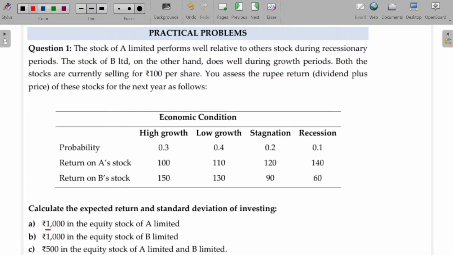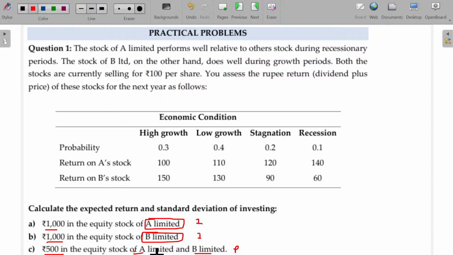Assume you have 1000 rupees to invest only in A Limited. What could be your situation? If you invest the entire 1000 rupees in B Limited, what could be your return? Or rather than that, 500 rupees in A as well as another 500 rupees in B. Investing in two or three different shares out of the available amount is called portfolio construction. Putting all the money in one basket is called investment. So the first two are investment, the third one is portfolio construction.